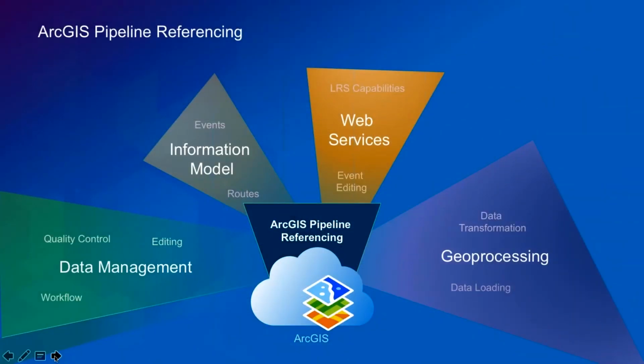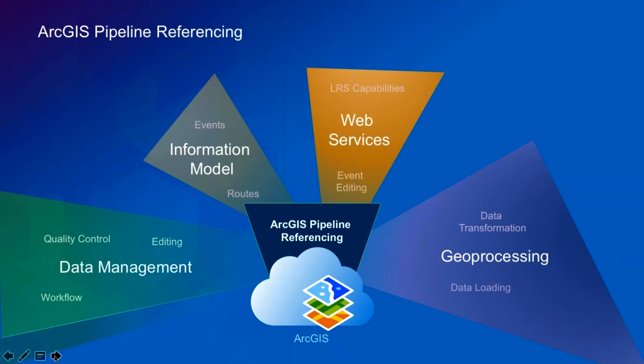So let's take a deeper dive and see what is actually embedded inside of the ArcGIS Pipeline Referencing toolbox. So as I mentioned, it's a core data management tool for editing linear data. So obviously data management is a huge component of it. So the editing of the routes and editing of the events along those routes. But we've also included within that some quality control and workflow functionality as well. I also mentioned the information model. So the information model is a core set of tables that are embedded into the geodatabase to help you manage those routes and events along those routes.